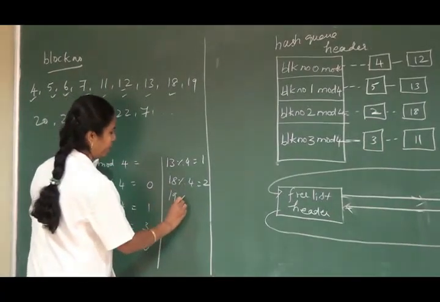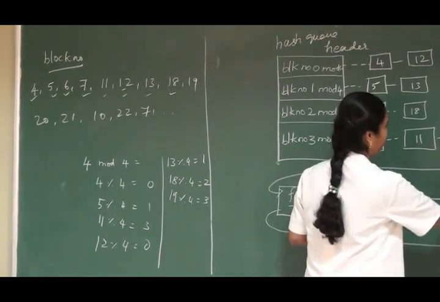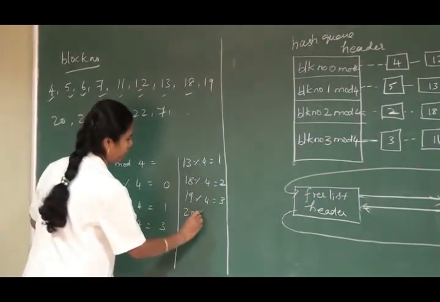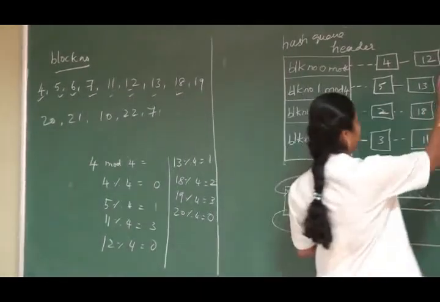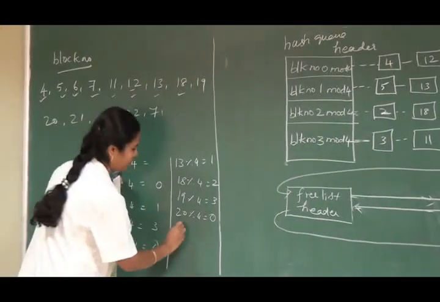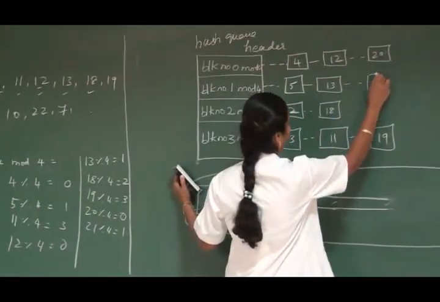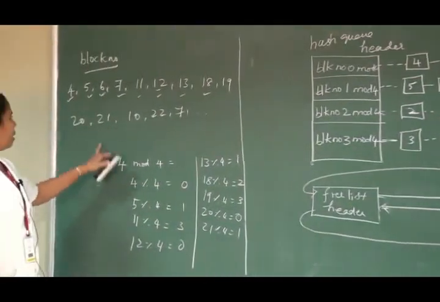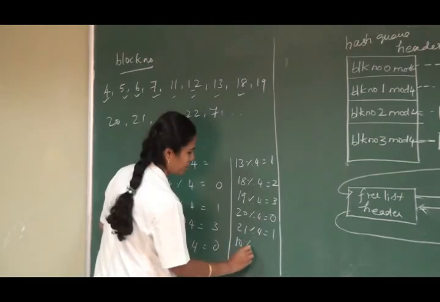Then 19 mod 4 is equal to 3. So allocate in hash queue 3. And then 20 mod 4 is equal to 0. So remove a buffer and allocate in hash queue 0. 21 mod 4 is equal to 1. So put 21 in hash queue 1. So now 11 buffers are allocated from the free list, and then 10. 10 mod 4 is 2.